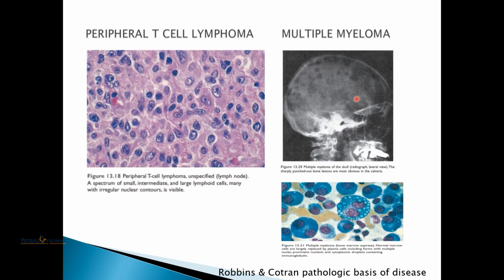Coming to multiple myeloma, we can see the involvement of skull in this. We can see the punched out lesions which are present on the skull. This is the bone marrow aspiration of a multiple myeloma patient.